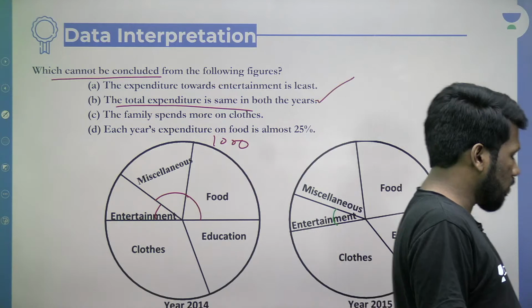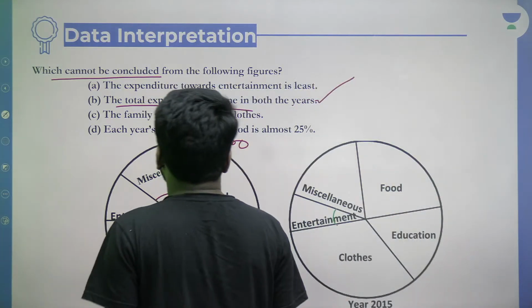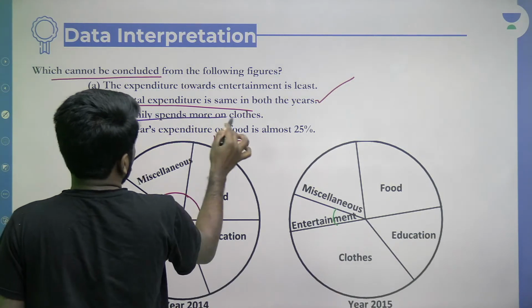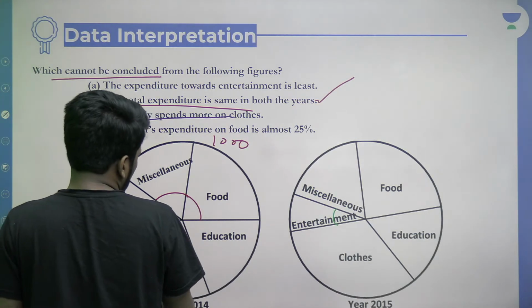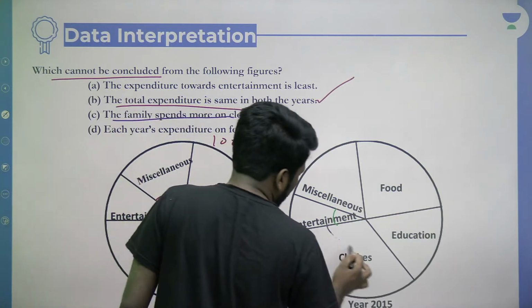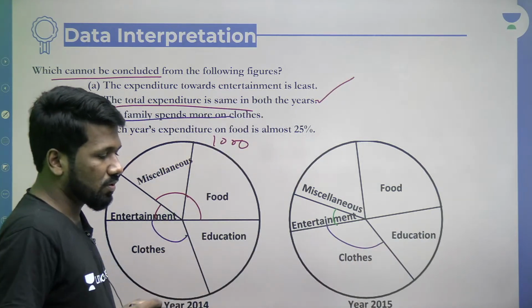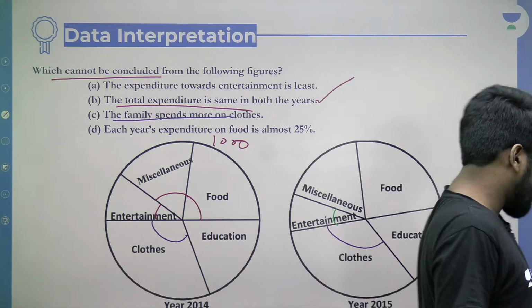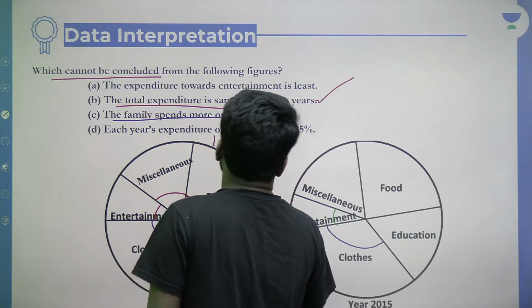Is that clear to all of you? That is why option B cannot be concluded, hence the answer. But let us check the other options also. Family spends more on clothes. More on clothes, yes. The sector of clothes is maximum in both years. The angle or size of the clothes sector is maximum. That is why option C can also be concluded.